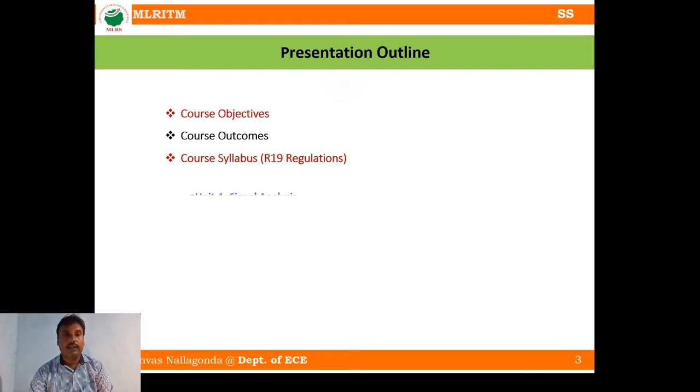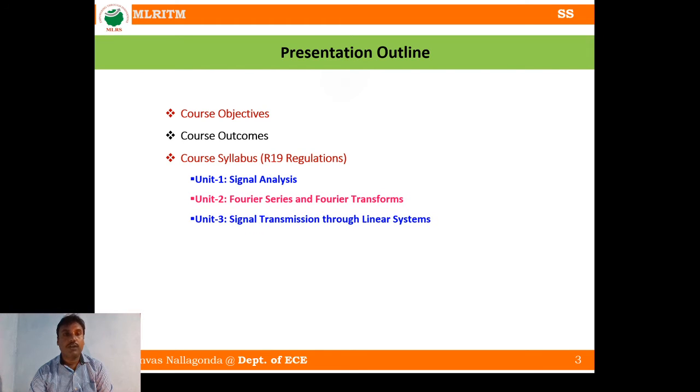Today I am here to discuss a course on signals and systems. In the presentation outline, we discuss course objectives, course outcomes, course syllabus, and the detailed syllabus unit-wise. Unit 1 represents signal analysis, unit 2 Fourier series and Fourier transforms, unit 3 signal transmission through linear systems, unit 4 Laplace transforms and Z transforms, unit 5 sampling theorem and correlation. These are the headlines of each unit in the syllabus.